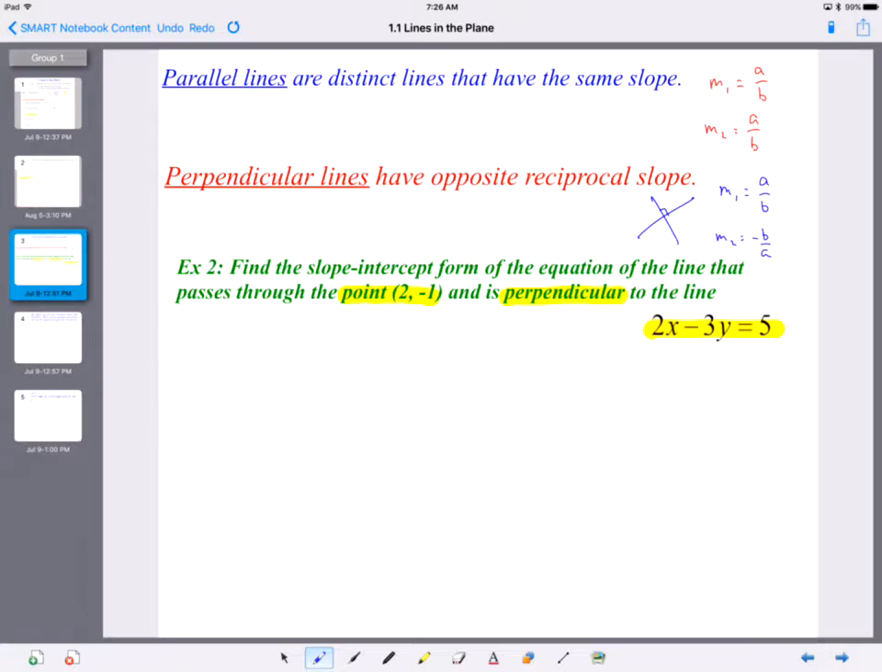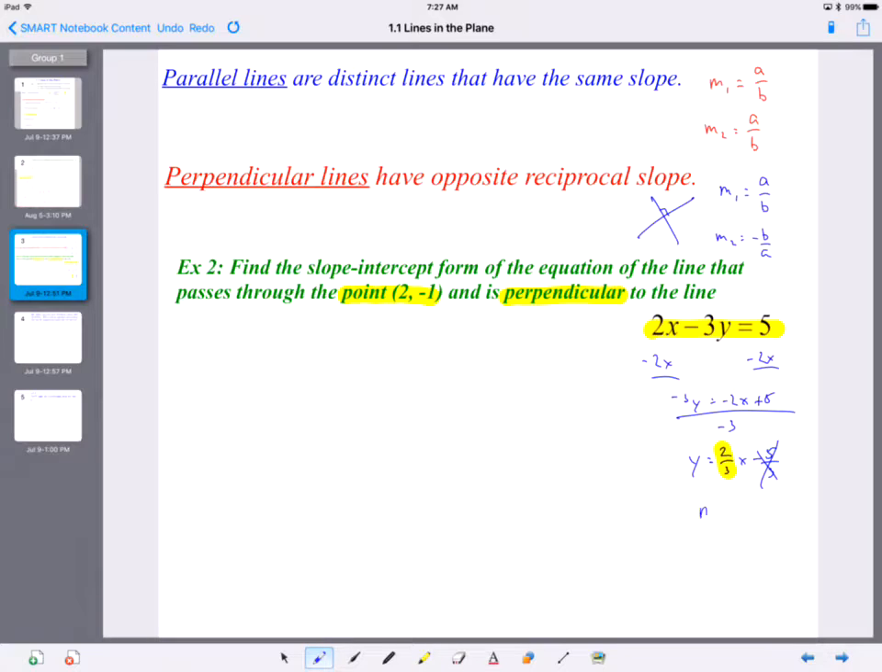Alright, the first thing is, if this is perpendicular, we need to find its slope. So how are we going to find the slope? Well, we're going to write it in slope-intercept form. So that'd be negative 3y equals negative 2x plus 5. Divide everything by negative 3, and we get y equals positive 2/3 x. And we don't really care about the last term here. Our only focus is on what is the slope. And so the slope is 2/3.